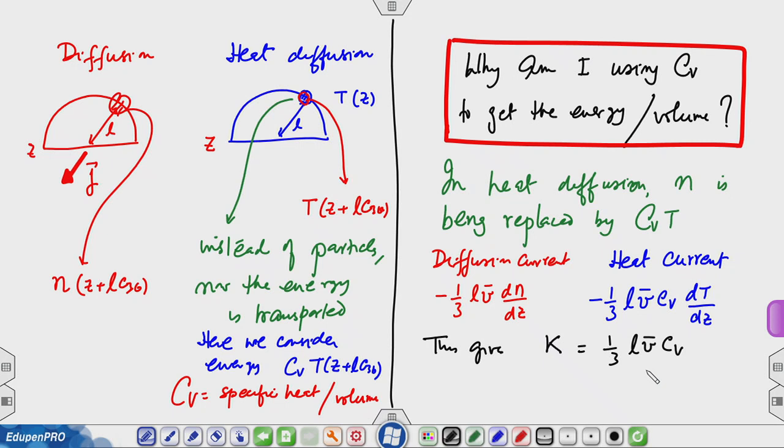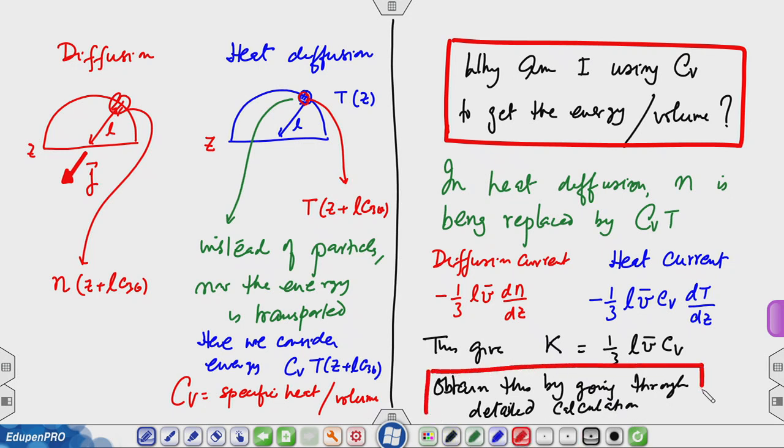Now, I like you to obtain this by going through detailed calculation, just like we did for diffusion. Do it for thermal conductivity also. So, obtain this by going through detailed calculation. I have given you the answer.